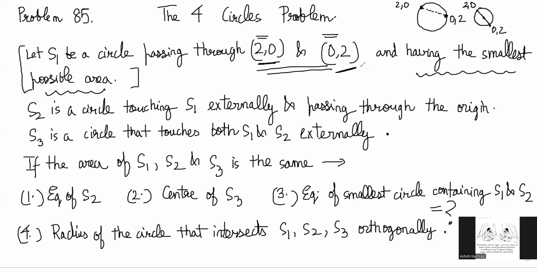Therefore, we know the length of the diameter. The diameter has a length of 2 root 2, and therefore the radius of the circle is root 2. That is the radius of S1, and the center of S1 will be the midpoint of these two points, so (1, 1) is the center. Let's do it on the next screen.